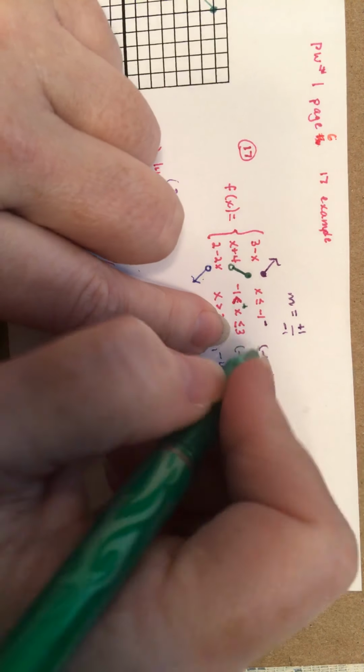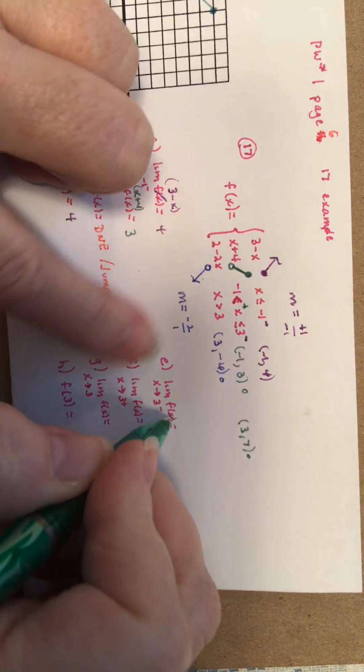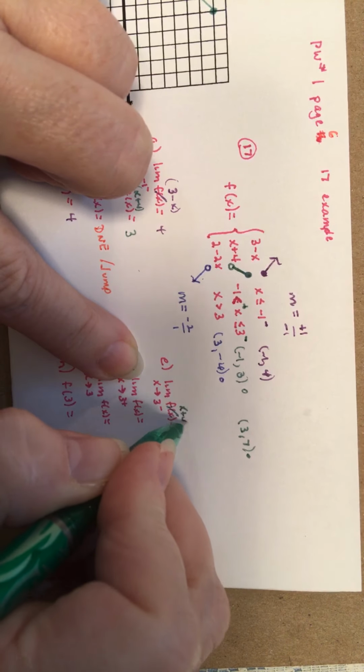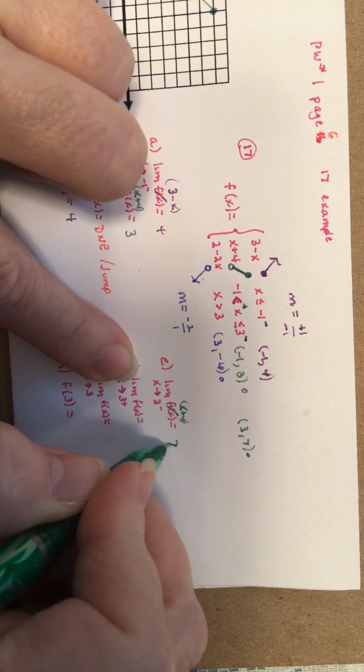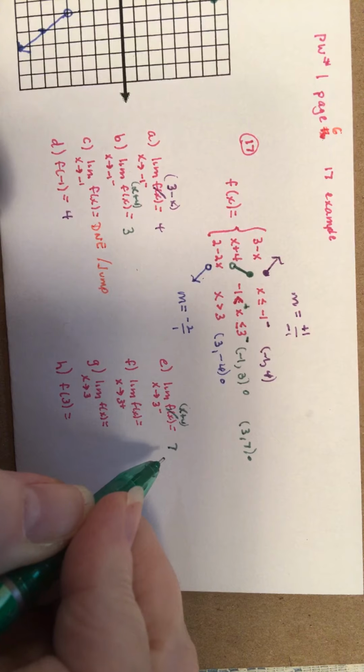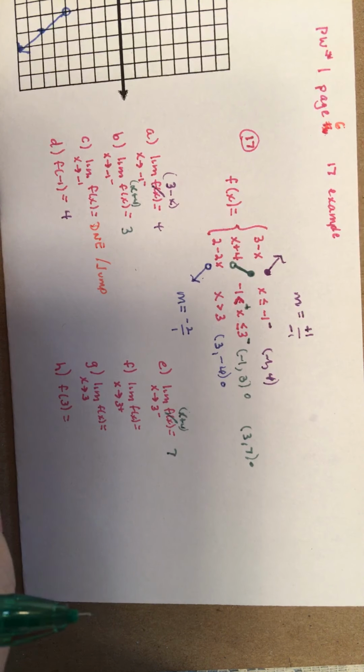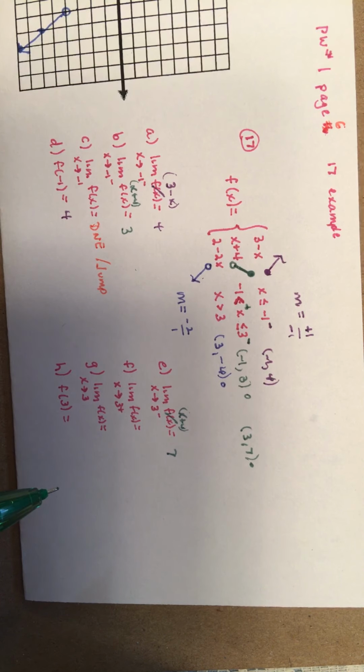When I approach 3 from the left, it's going to be the middle one. I'm supposed to say, yeah, 3 from the left, sorry. I get 7. Trying to get the word out of my mouth is horrible.